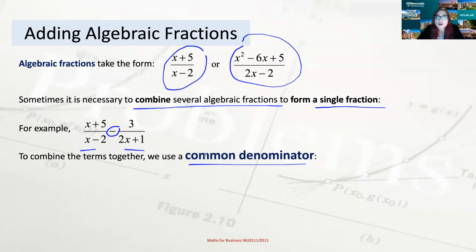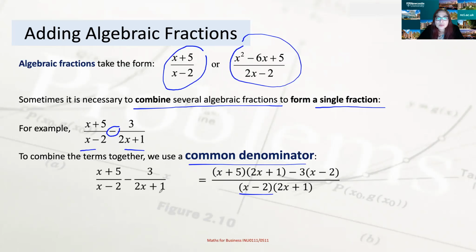That's the same principle we're going to use here. So we find the common denominator. How can you find it? Just multiply the denominators for both: x minus 2 times 2x plus 1. And then how many times does x minus 2 go in that? 2x plus 1 times. So 2x plus 1 times x plus y. Similarly, how many times does 2x plus 1 go in this? x minus 2 times. So 3 times x minus 2. Be careful with the negative signs.